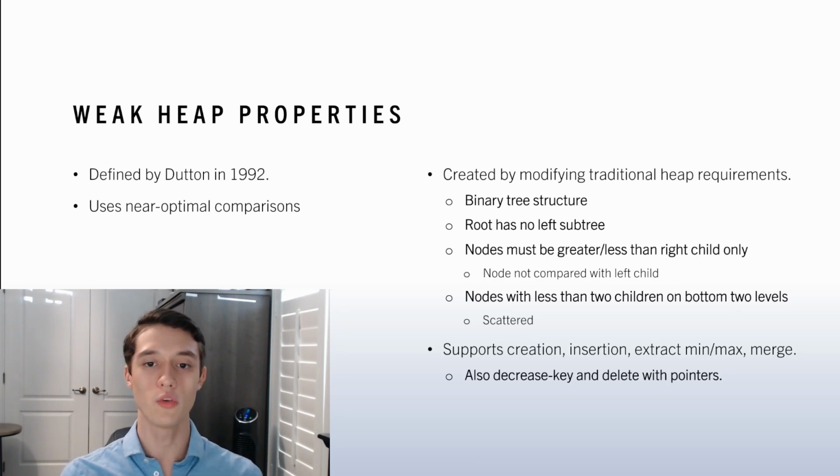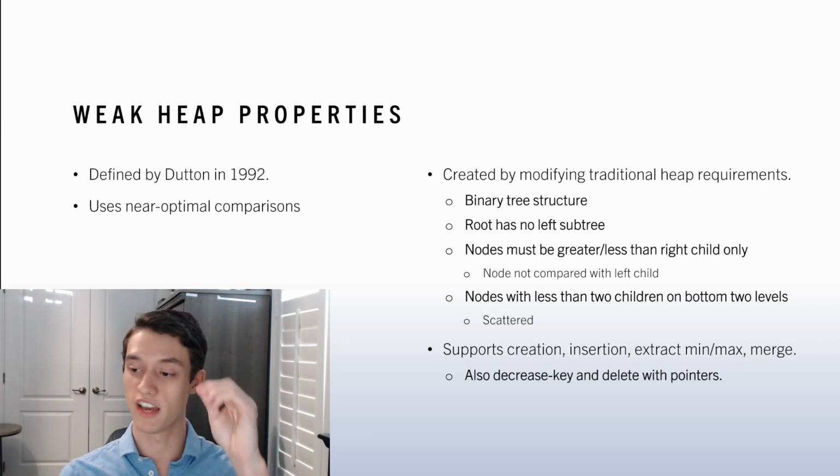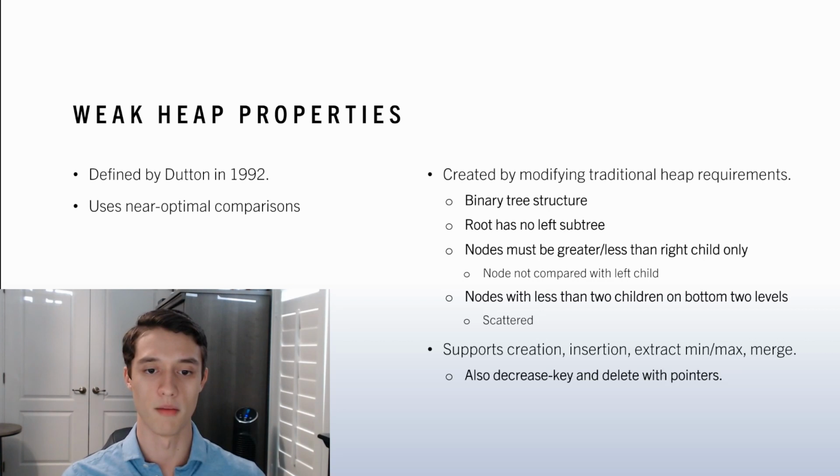Right, so to create a weak-heap, we're going to just modify some traditional heap requirements. We're going to keep the binary tree structure, but our root is going to have no left subtree. Nodes must be greater or less than their right child only, so we're not going to really compare them with their left child or subtree at all. And then nodes of less than two children can be scattered in the bottom two levels instead of just the bottom level in a single section.